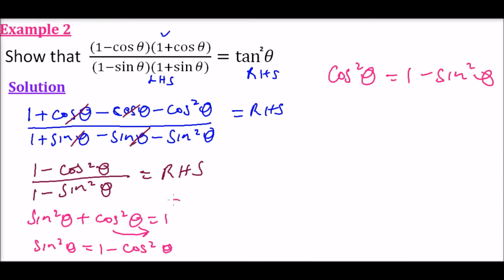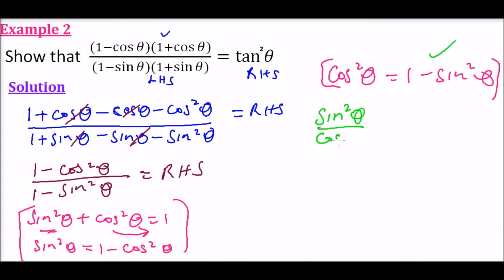So with this, we can now replace our expressions here. 1 minus cos squared theta can be replaced with sine squared theta, so the numerator will be sine squared theta, divided by the denominator, where 1 minus sine squared theta can be replaced with cos squared theta, this one.